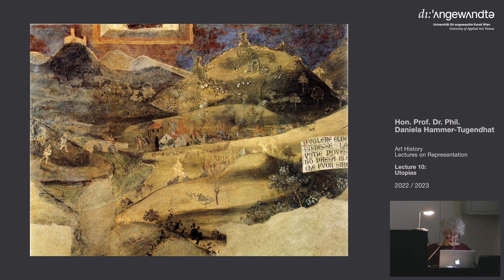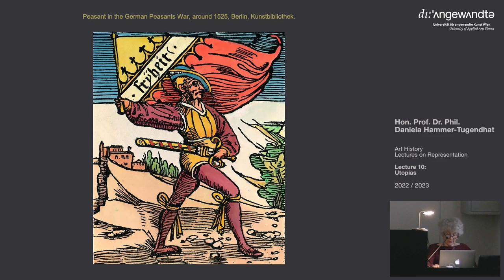Utopias emerge especially in times of upheaval and crisis. Such a time of crisis was the Peasants' War in Germany in 1525. Here I should actually give some explanation as to the causes of the so-called German Peasants' War and provide an overview of the sequence of events. For that, however, we haven't got enough time.